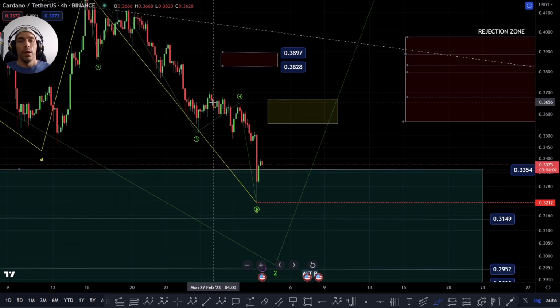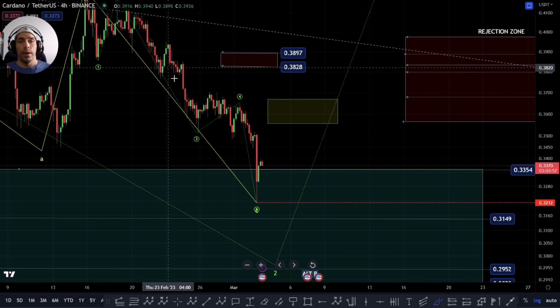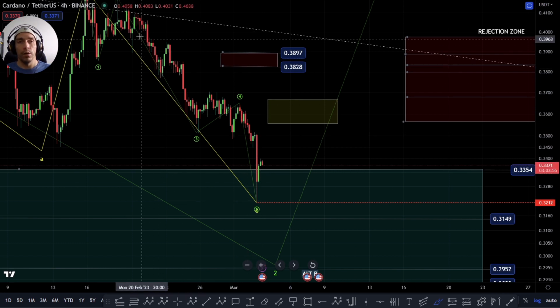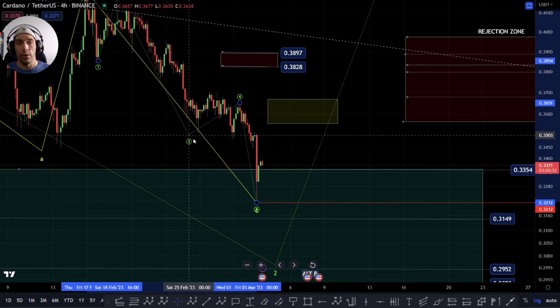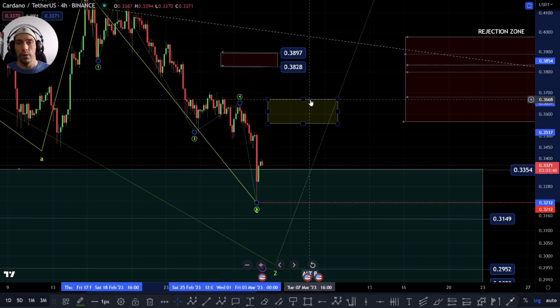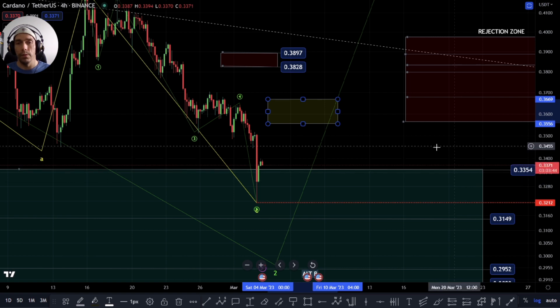The alternative thing that I am looking at here is that potentially we can also argue that maybe within this, we actually were still within this third wave. So we're going to have to be a little bit cautious around this zone here of this yellow box, this 36.69 to this 35.56.